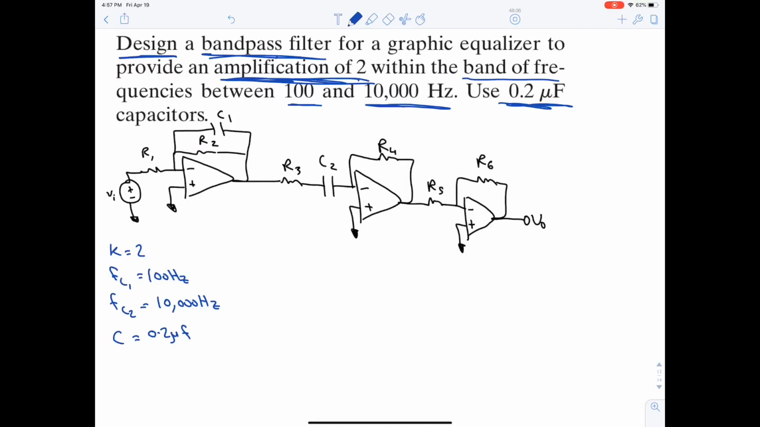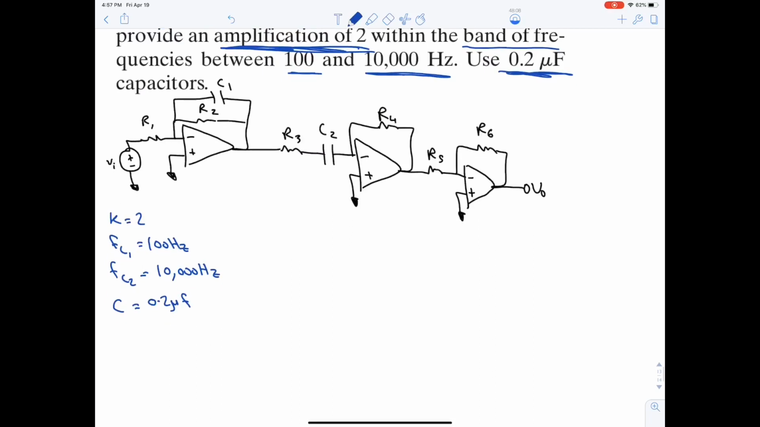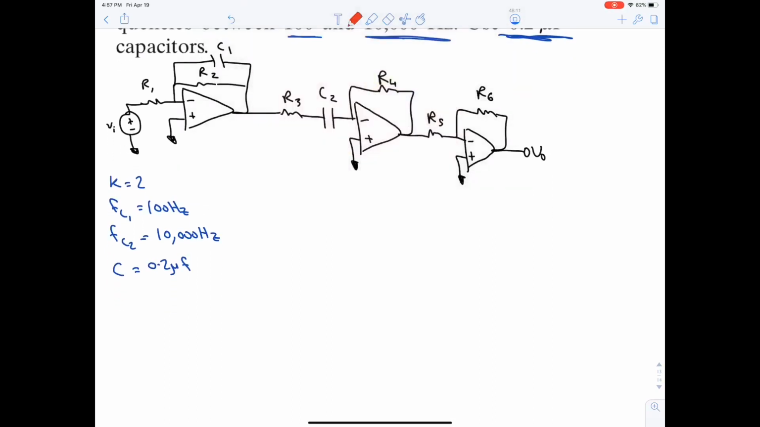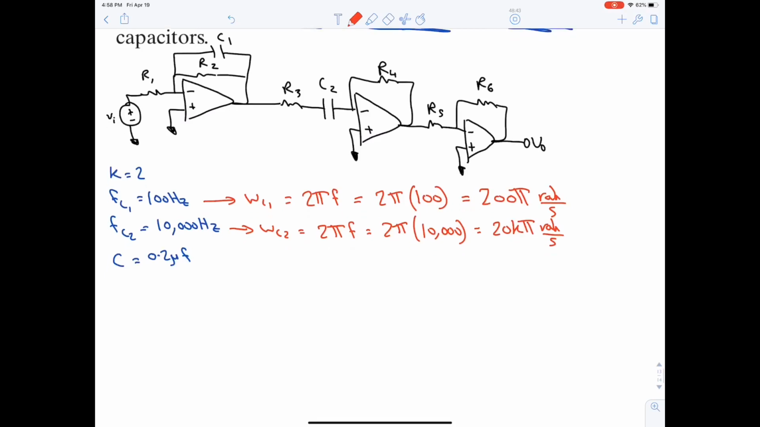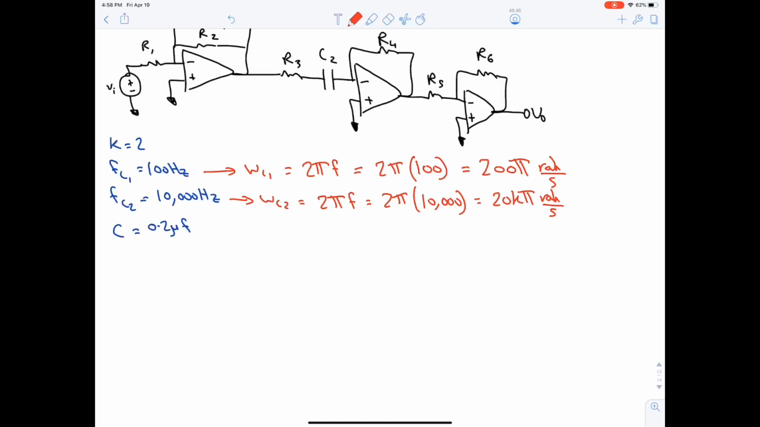Okay, so how are we going to proceed? Let's first convert fc1 to omega c1. This will be equal to 2 pi f, so it's 2 pi 100, which is equal to 200 pi rad per second. Omega C2 will be equal to 2 pi f, 2 pi 10,000, which is equal to 20 kilo pi rad per second.